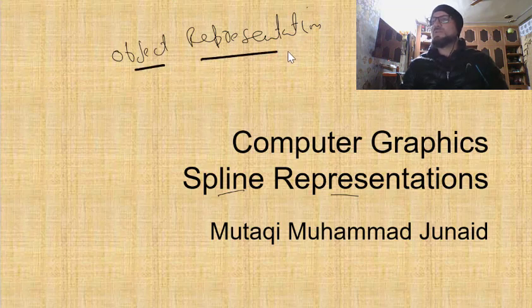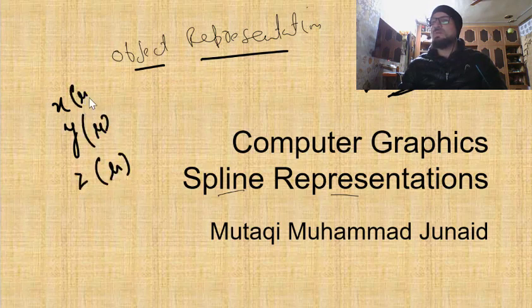In object representation, we were talking about how to represent an object, and we have three ways. We either use the implicit, or the explicit representation, or the one important one that you're going to use now, and that is the parametric representation. From now on, we'll be talking only about the parametric representation, which uses a single parameter on which X or Y or Z depend, and all of these will be calculated in terms of the Cartesian coordinates.